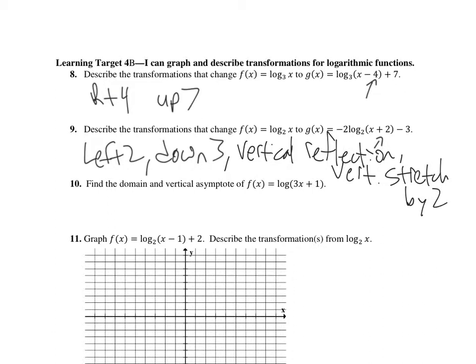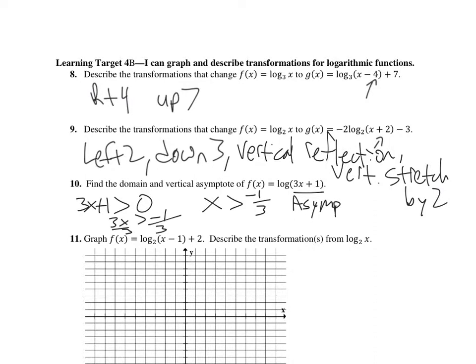The domain of a logarithm is when 3x plus 1 has to be greater than 0. So we subtract 1 from both sides. 3x is greater than -1. Divide by 3. Divide by 3. X is greater than -1/3. Okay, so the asymptote is at x equals -1/3, and the domain here would be from -1/3 to infinity because it's greater than.